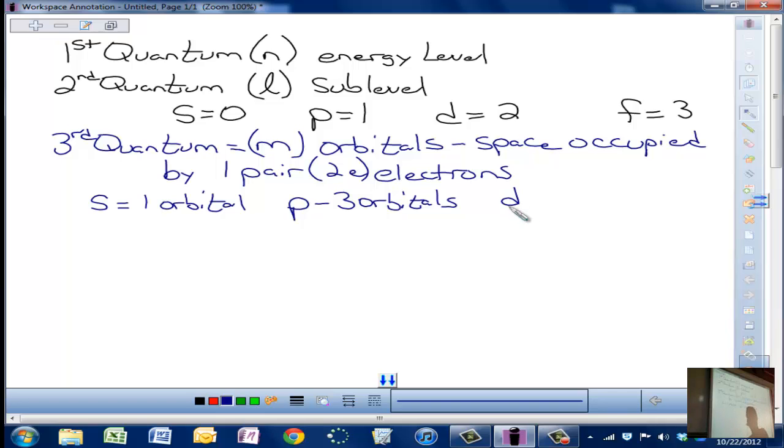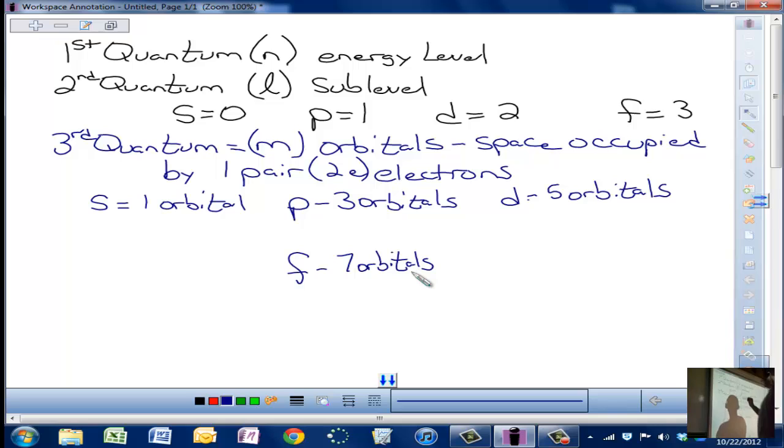A D, I said, was the double dumbbell. There was one that had a dumbbell with a kind of donut going through the middle, but if you counted all of those, there ended up being 5 orbitals for a D. And then finally, we had the F, and the PowerPoint slide showed you 7 different pictures. If you notice the pattern, it's going by odd numbers. An S has 1 orbital, a P has 3 orbitals, a D has 5 orbitals, and an F is going to have 7 orbitals.